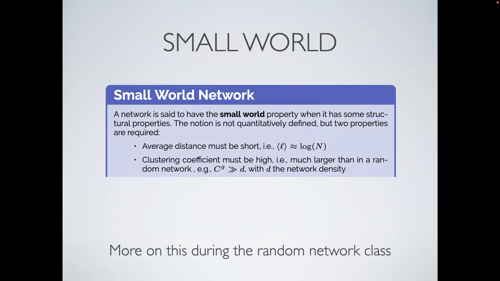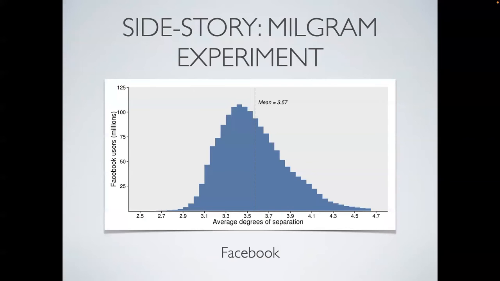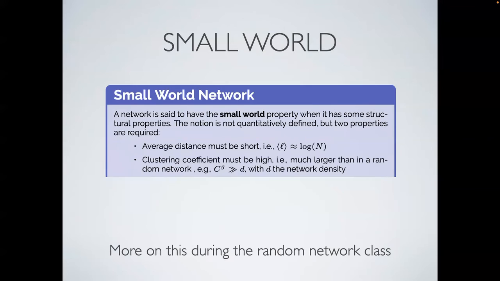Okay, so we know basically that in real networks, in many cases, you have this property of a short average distance. And this was one of the first papers I presented, a famous paper of network science. It was about the small world property. And here we can define this small world property.